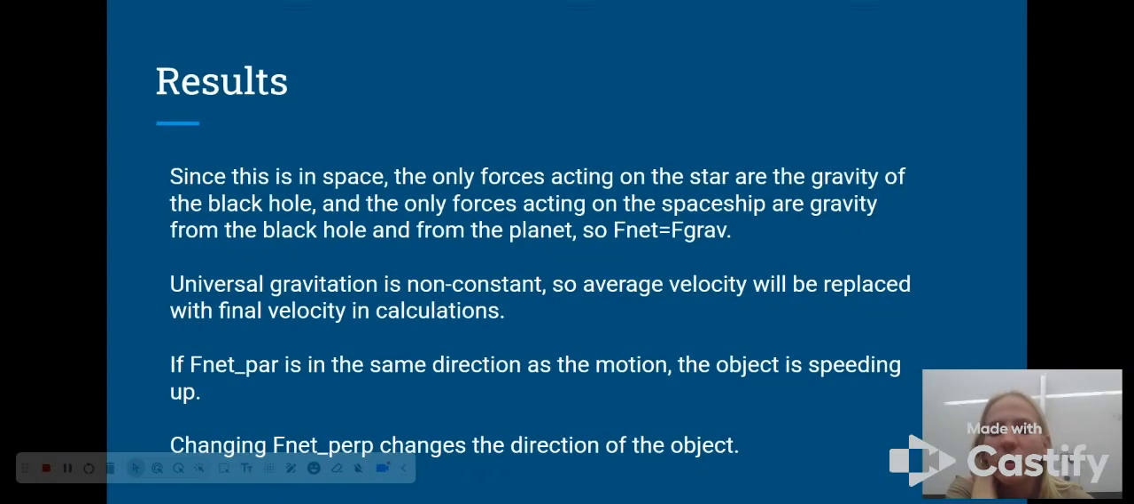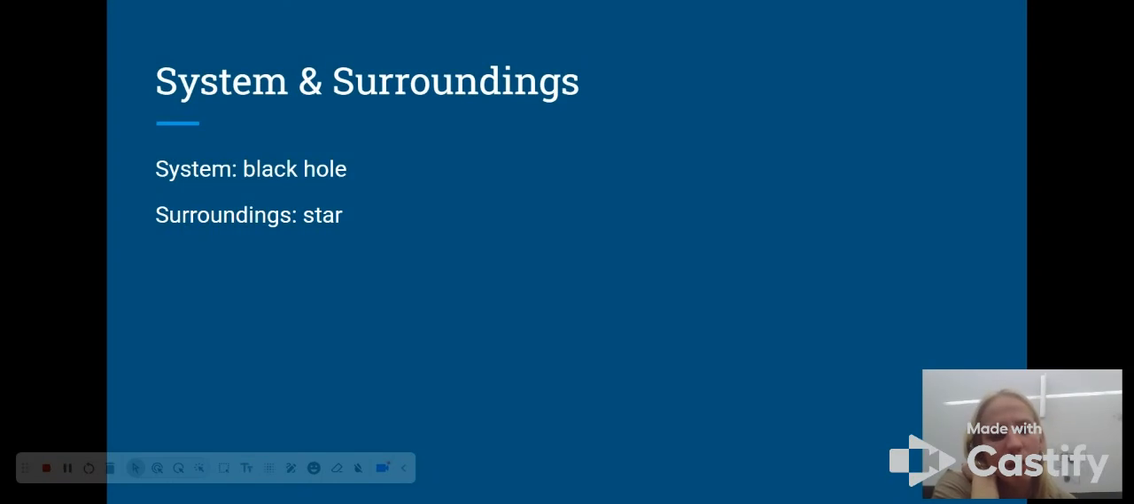So the average velocity was replaced with final velocity in the calculations, and if the net force was in the same direction as the motion, the object was speeding up. The system is the black hole, and the surroundings is a star.